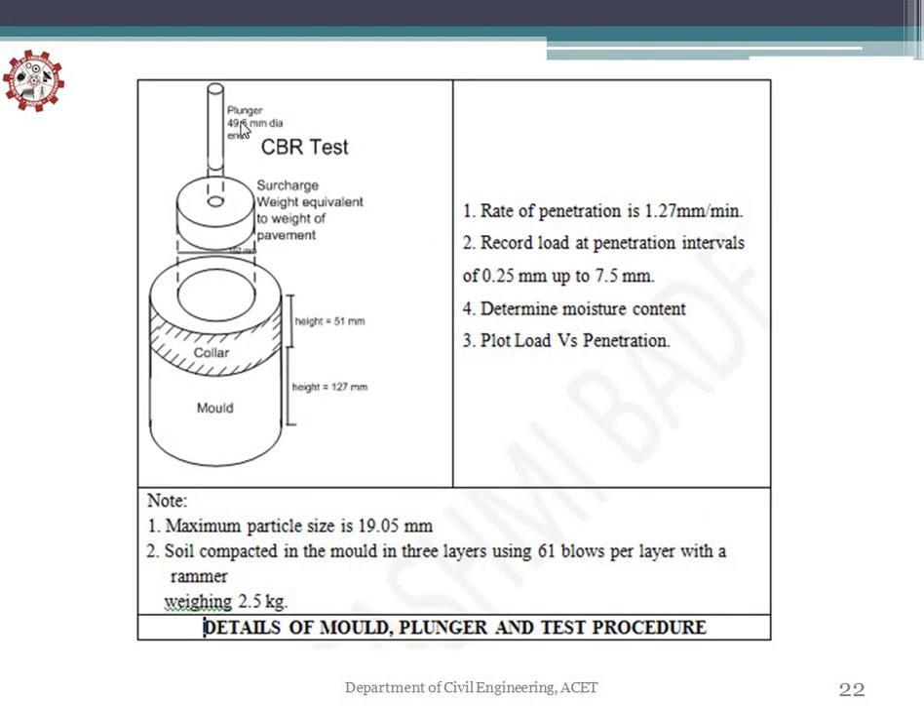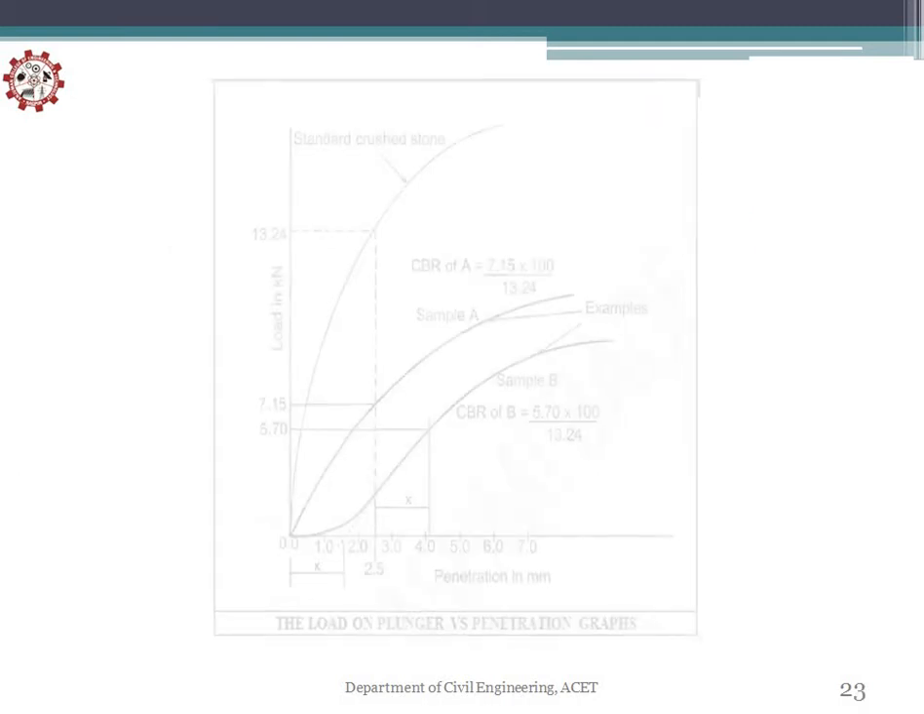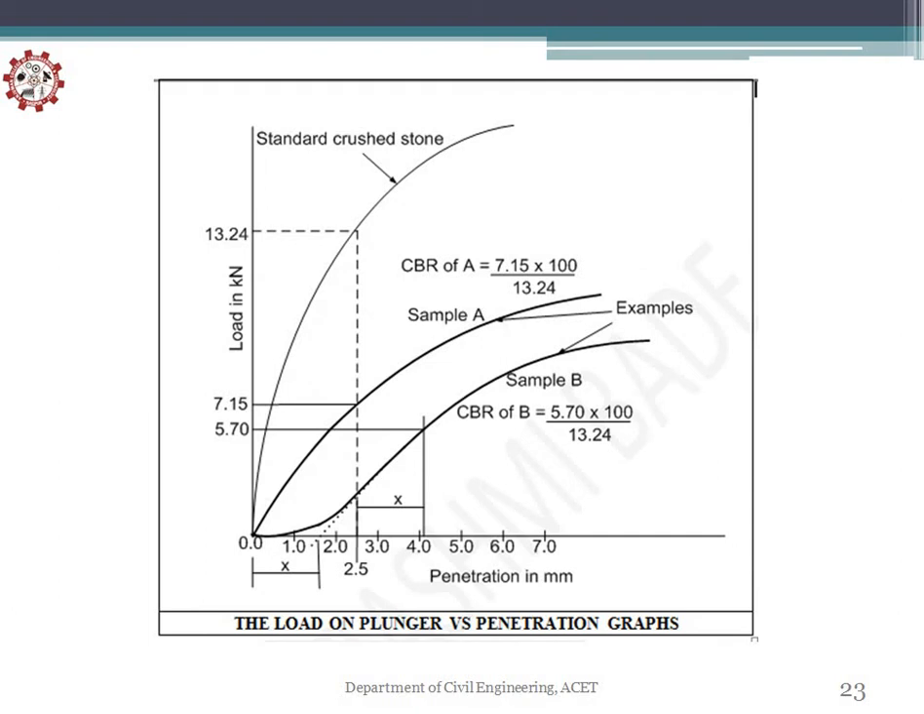This is the CBR plunger, this is the surcharge weight, this is the mold with collar, and the soil is inside. The rate of penetration is 1.27 mm per minute. Record the load at penetration intervals from 0.25 mm to 7.5 mm, with 2.5 being the minimum and 7.5 the maximum. After that we calculate the moisture content and plot the graph between load and penetration. This is the graph you will get.